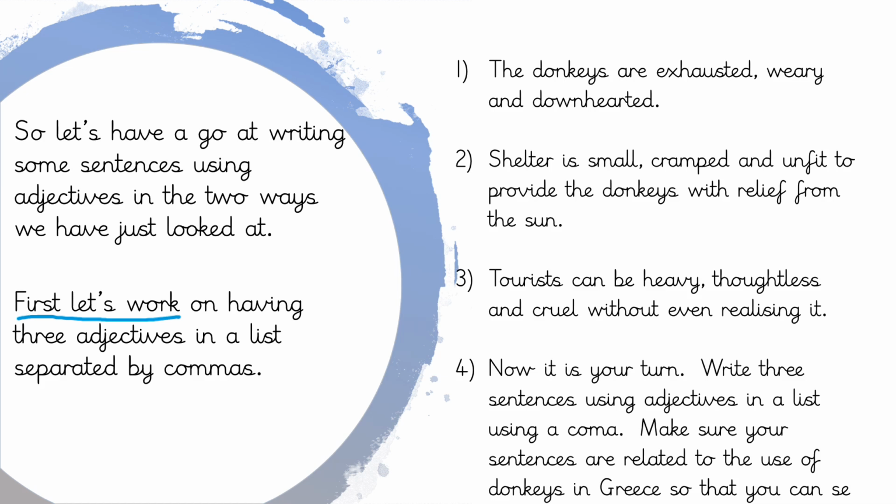So in sentence 3, can you find the noun? Then can you find the 3 adjectives I have used to describe that noun? And what have I separated the first 2 adjectives with? And what have I separated the 3rd adjective with? When you've found them, it's now your turn. I want you to write 3 sentences using adjectives in a list using a comma. Make sure your sentences are related to the use of donkeys in Greece so that you can use them in your writing.